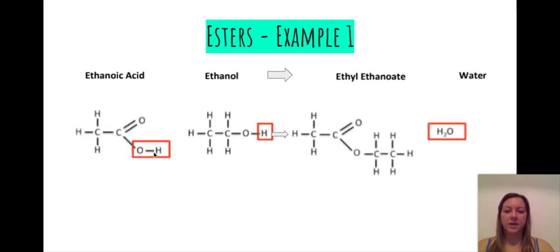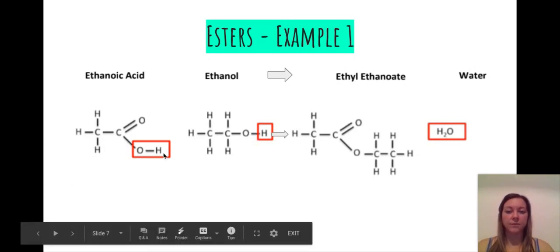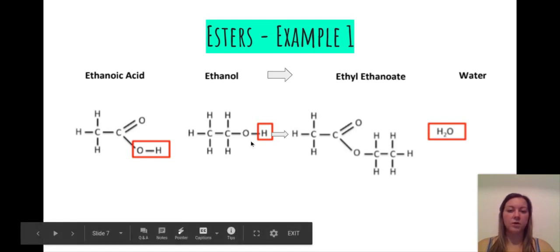We have our ethanoic acid. We know how to draw ethanoic acid already. So we have our two carbons and our carboxyl functional group. Ethanol is our alcohol, so we have two carbons here with our hydroxyl functional group. And what happens is we take the OH from the acid and the H from the alcohol, put those together to make water, and then just simply join the other two molecules together. So where this OH, this one here, comes off, this O with your two carbons comes on. That forms this structure here, which is our ester.